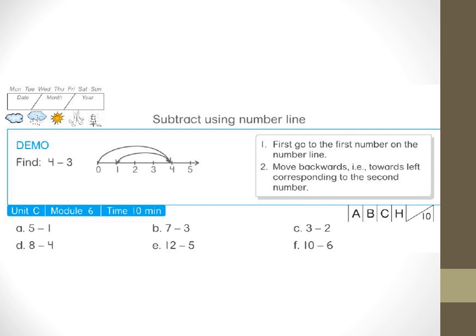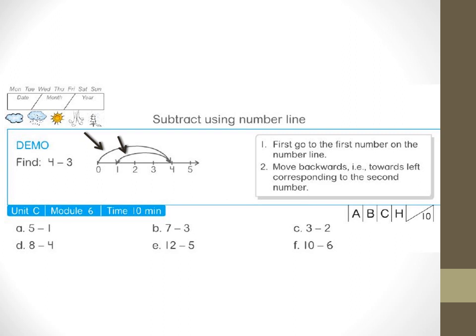So now we have to subtract using the number line. Look at the demo, 4 minus 3. So first we'll go from 0 to 4 to the right hand side. Then we have to subtract 3. That means we have to move to the left hand side. From 4 we move 3 steps to the left hand side and we reach 1. So 4 minus 3 equal to 1 is represented on the number line like this.